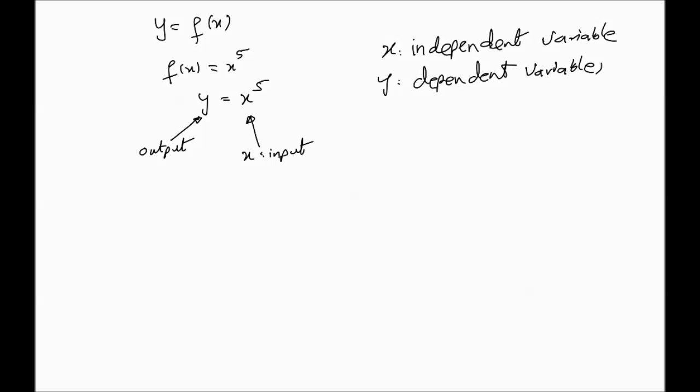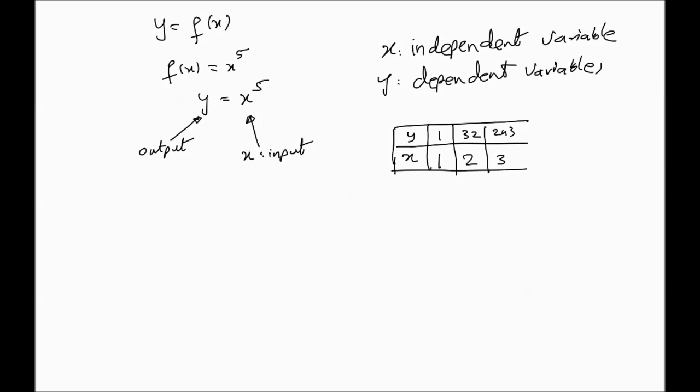But now we can, for instance, construct a table of values where here's your y and here's the x. When x is 1, y is 1. When x is 2, y is 32. And when x is 3, y is 243, and so on and so forth. But this is, of course, related to this definition here. So you've seen this before, and then we come up to this, which is the Cartesian coordinate system.